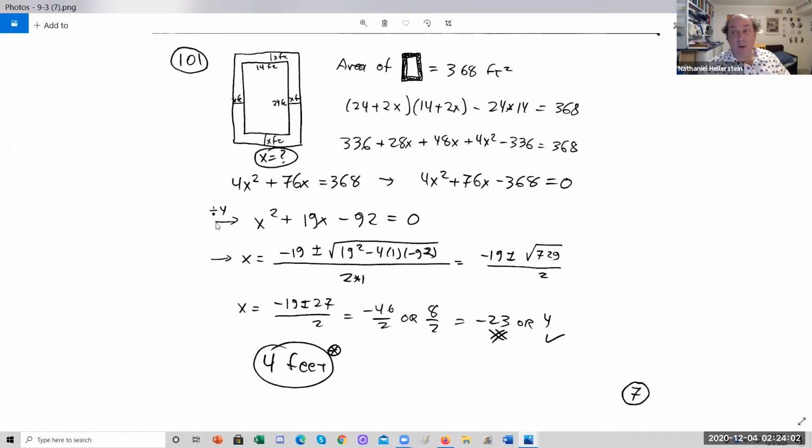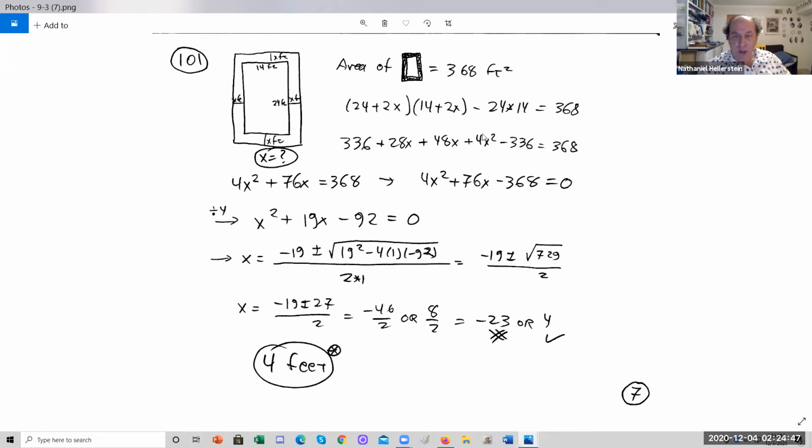This one's a word problem. There's a pool, which is 14 feet by 24 feet, and you surround it with a path, x feet wide, and the area of that path is 368 square feet. How much is x? Okay, so here we go. The area of the path is the area of the big rectangle, which is length of 24 plus 2x, because you add x at both ends, times 14 plus 2x, because you add x at both ends, and minus the area of the pool itself, which is 24 by 14. So this times this minus 24 times 14 is the target area of 368 square feet.